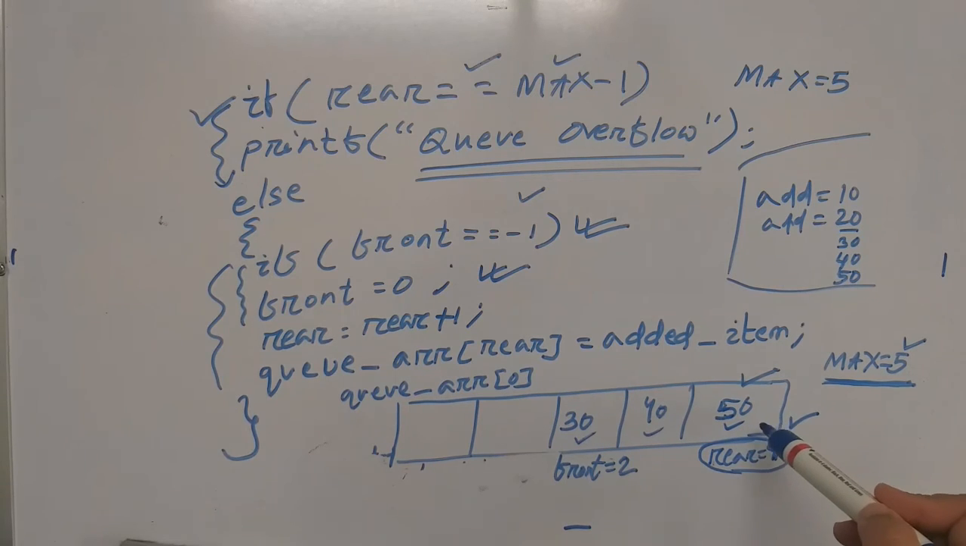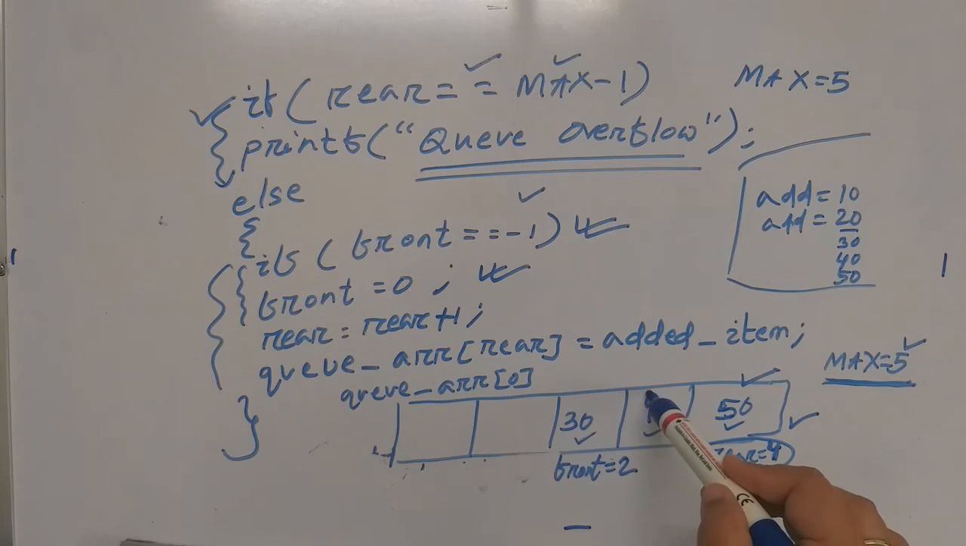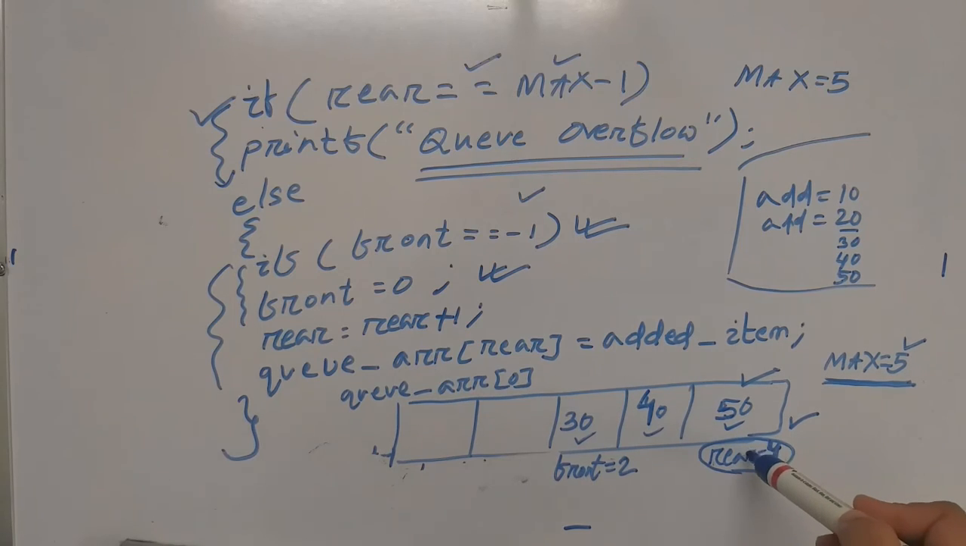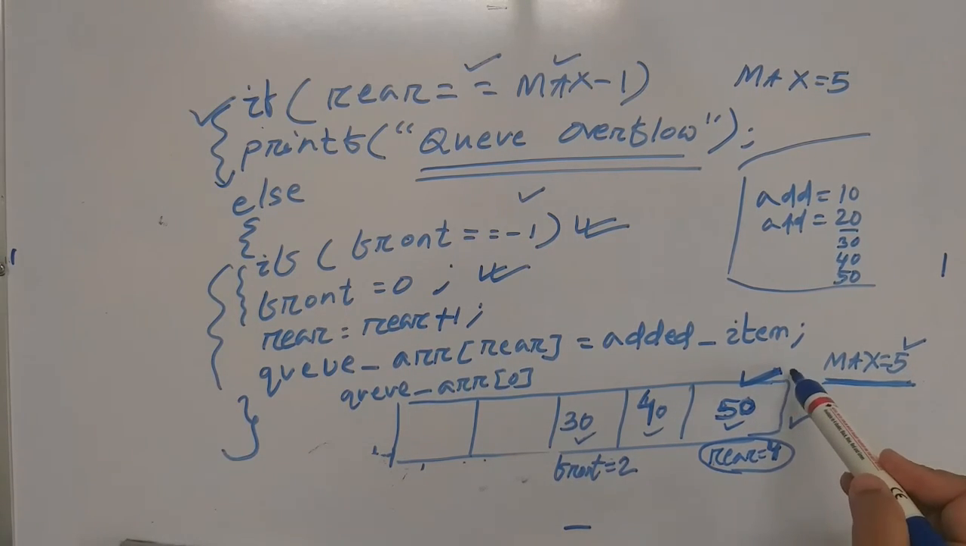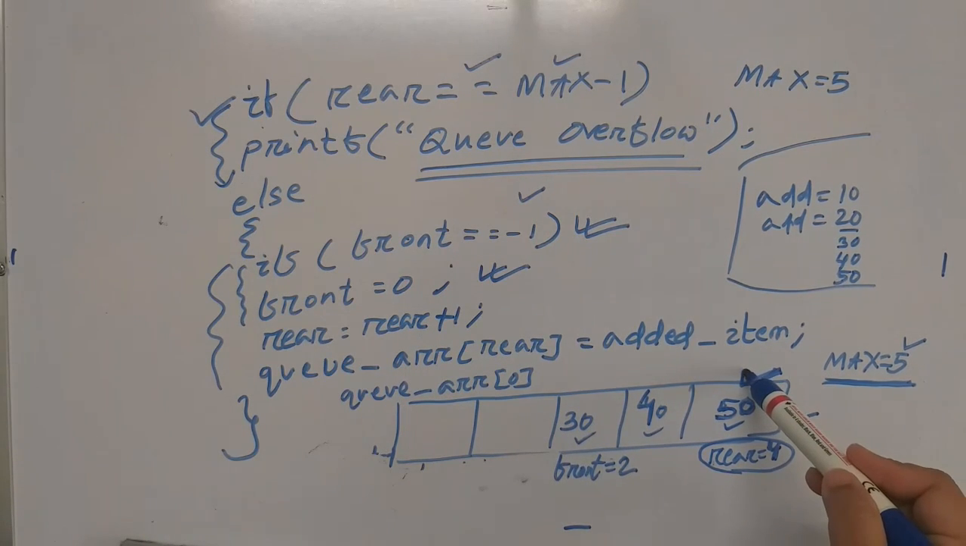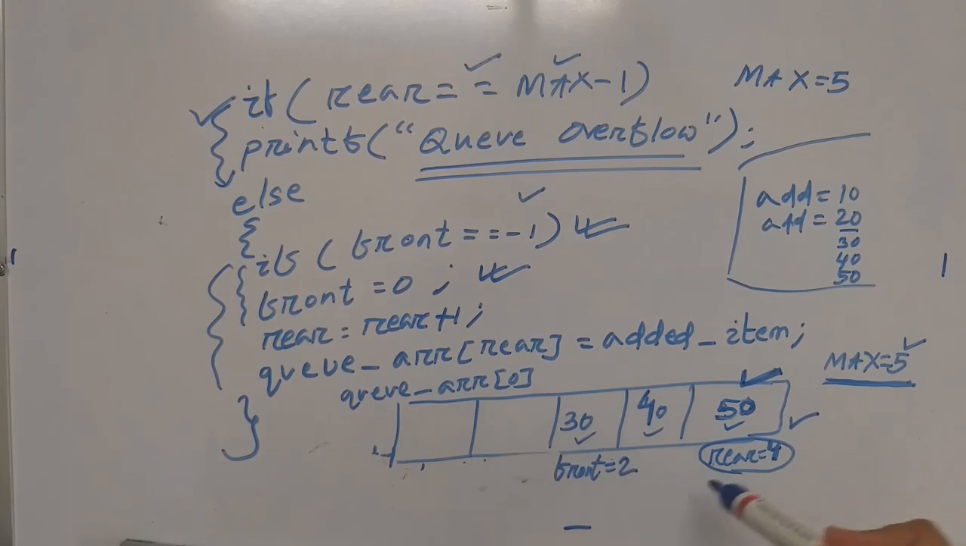If this is the case, it is not possible. Why is it not possible? Because the rear is already in the maximum position. So this is the disadvantage of the linear queue whenever we push elements one after another. So how do we remove this type of error? We use another concept which is called a circular queue.